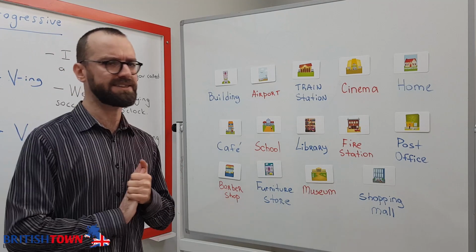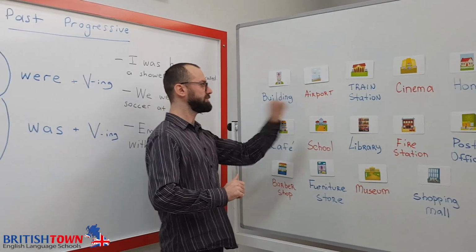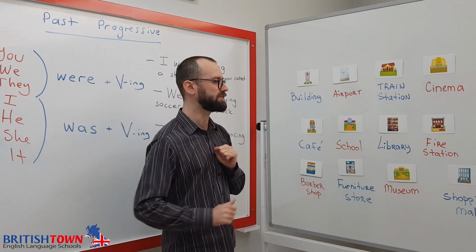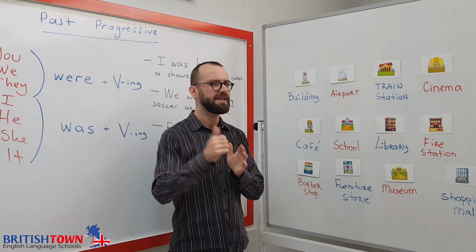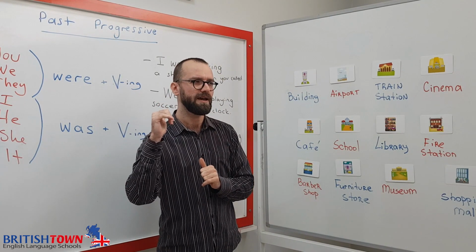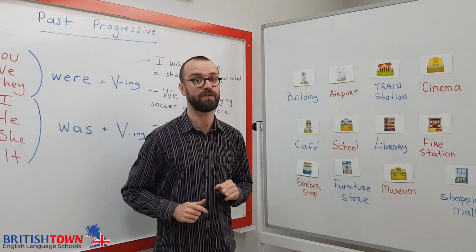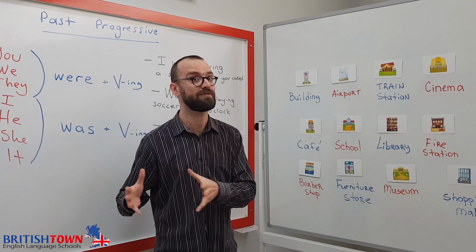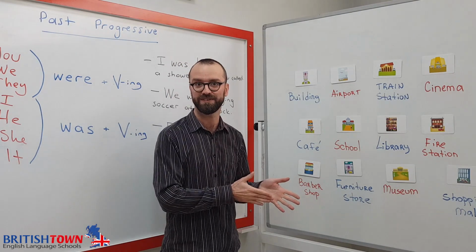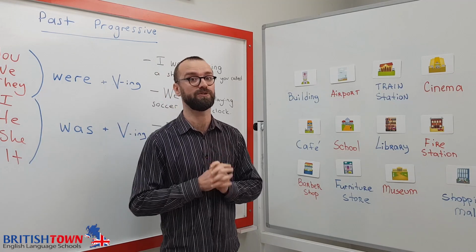Okay, let's make an example with past progressive. For example, look, we have airport. Yesterday, at 7 o'clock, I was waiting for a friend at the airport. I was waiting for a friend at the airport. Yani, havalanında bir arkadaşım bekliyordum dün.